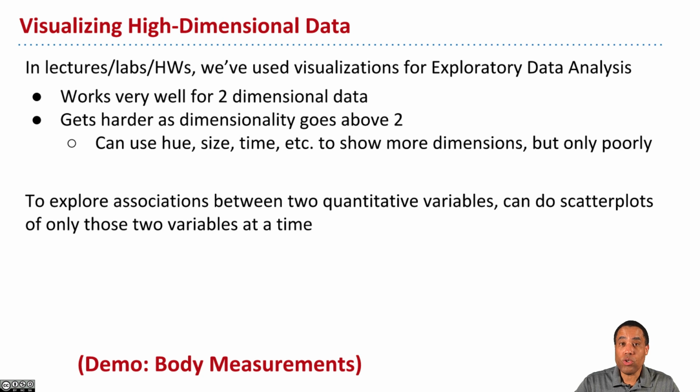In particular, we're trying to discover insights about the data, and it can be very difficult to discover those insights if we just rely on techniques like hue, size, and so on. Now, if we want to explore the associations between 2 quantitative variables, the easiest thing that we typically do is a scatter plot of those 2 variables. So if we had higher dimensional data, maybe we could look at lots of different scatter plots as an approach. Let's look at a demonstration.